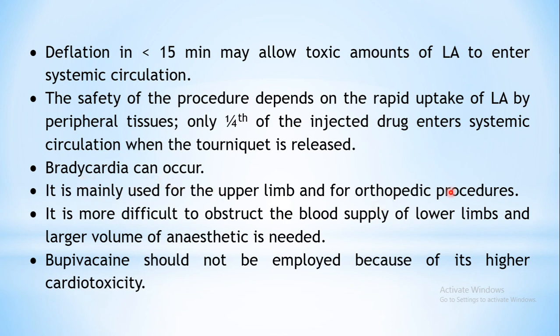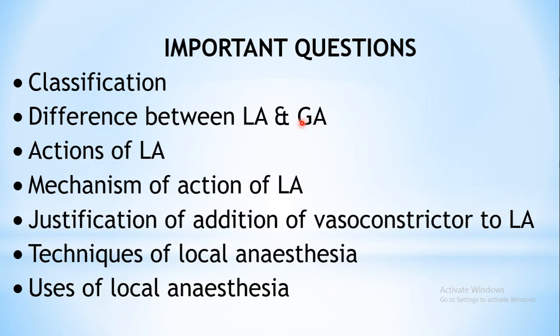Generally orthopedic procedures are carried out under this type of anesthesia. Only the upper limb is involved. The lower limb is generally not preferred because a lot of blood is there in your leg, so it becomes difficult to drain it out. Okay, so this is to do with the techniques, some of the important questions.